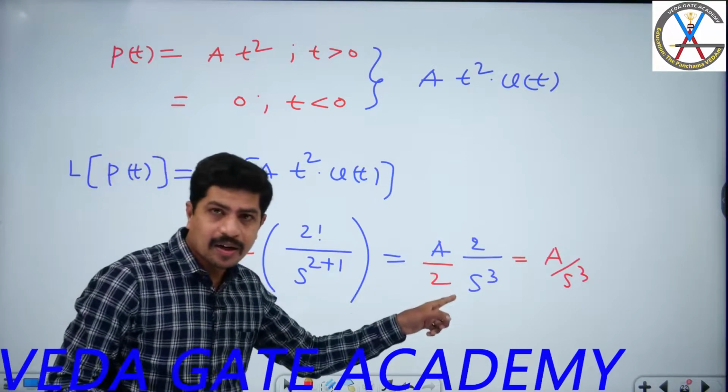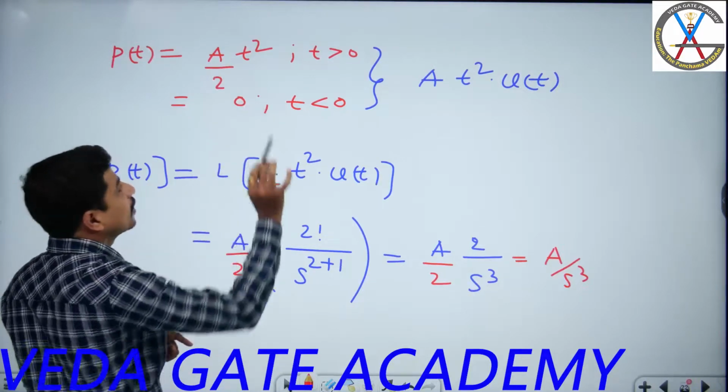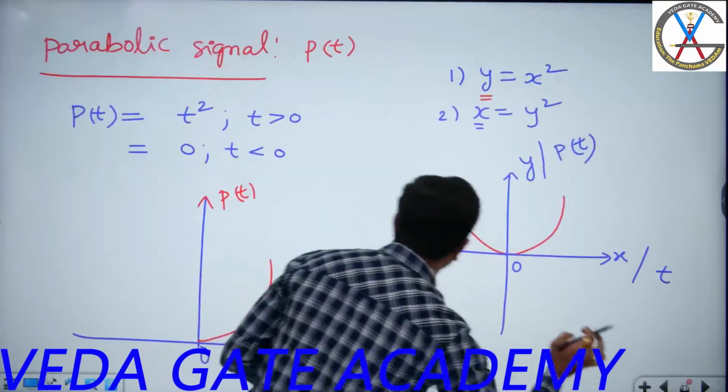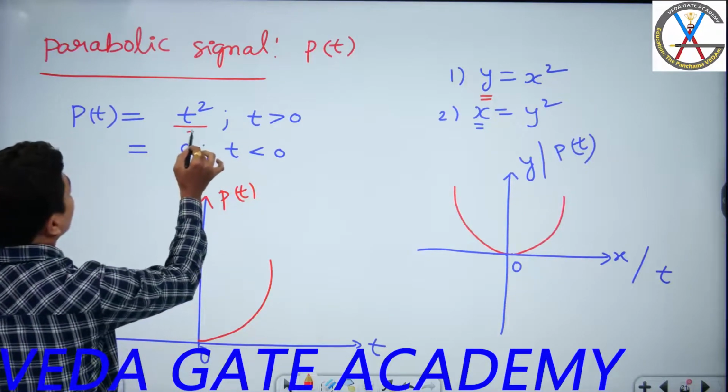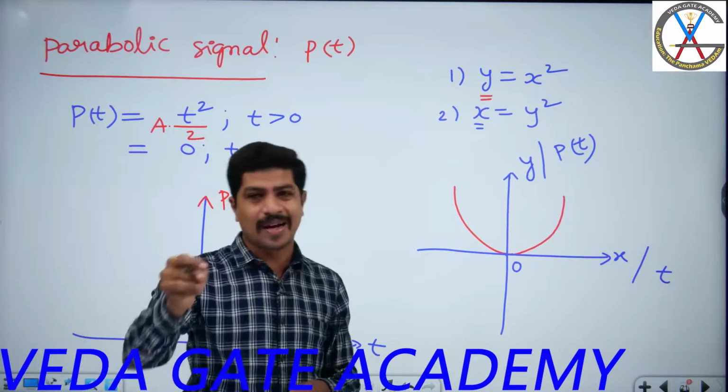Here I have to divide. Therefore, here I have to divide with a. Anyhow, if a is equal to 1, it is called a unit parabolic signal.